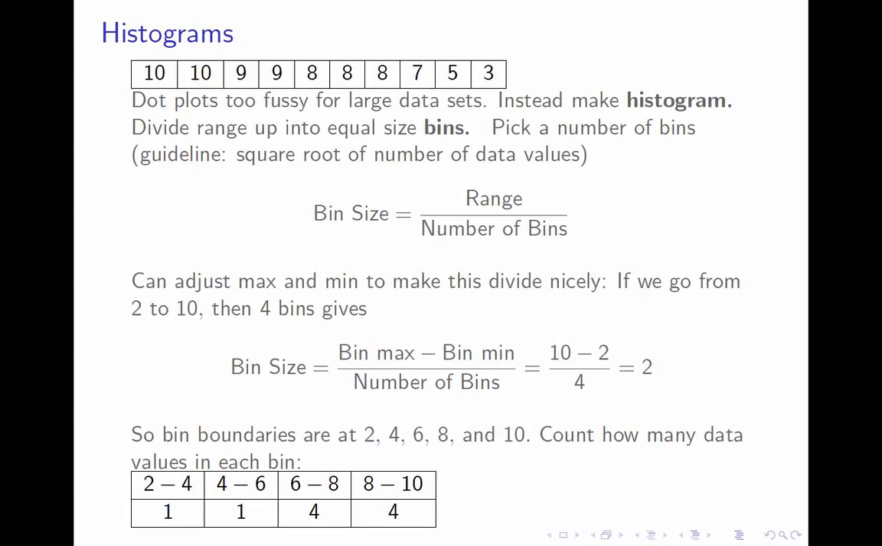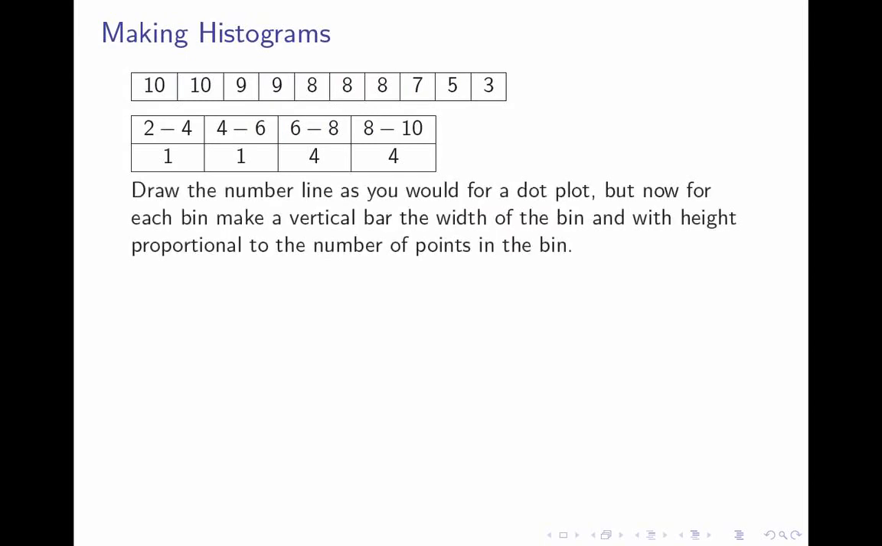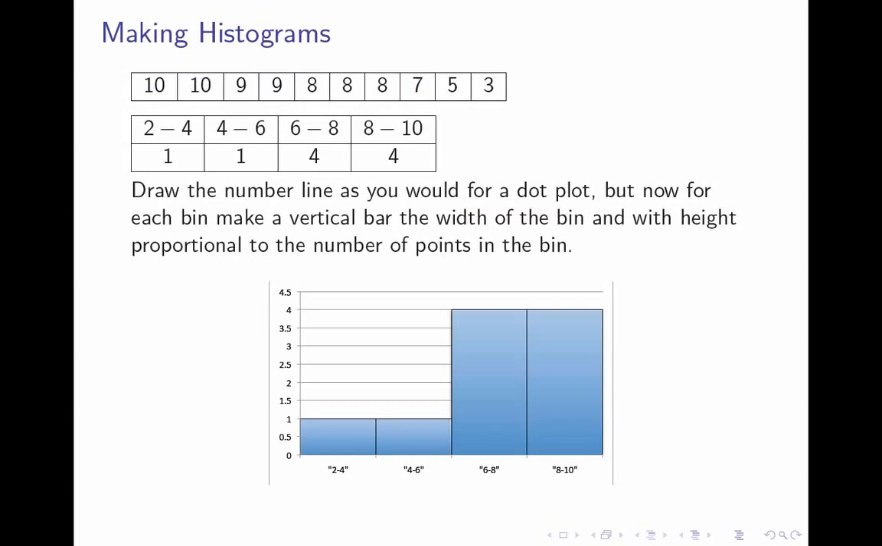Having done that, what we do from here on in is easy and is pretty much the same as a dot plot. We again draw a horizontal number line from the bin minimum to the bin maximum, but now instead of putting X's over it, we're going to put bars over it. The height of the bar is proportional to how many points are in that bin. Okay, so we have 2 bins of height 1 and then 2 bars of height 4. Notice the convention.